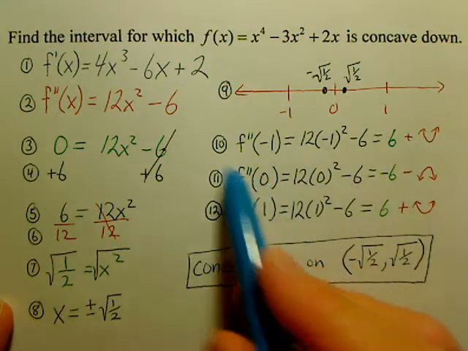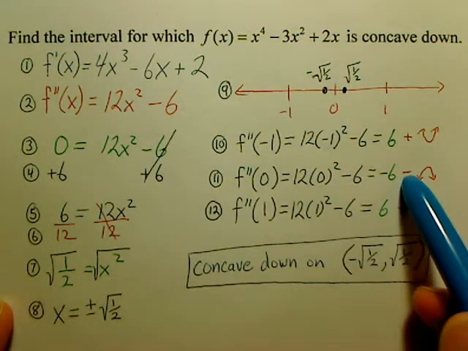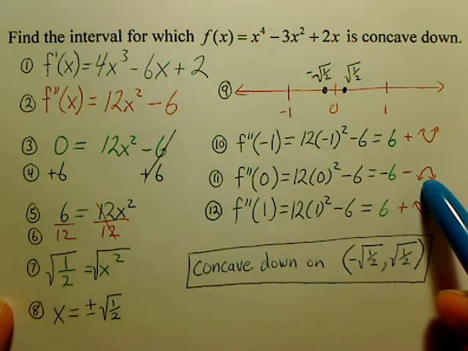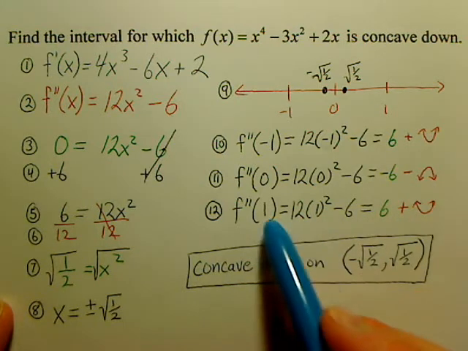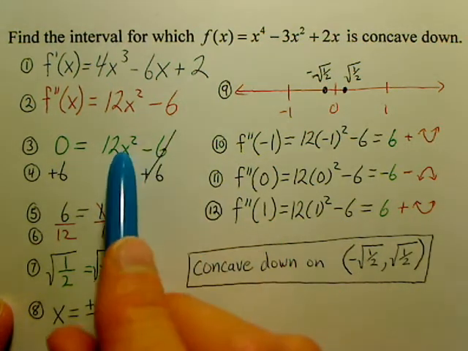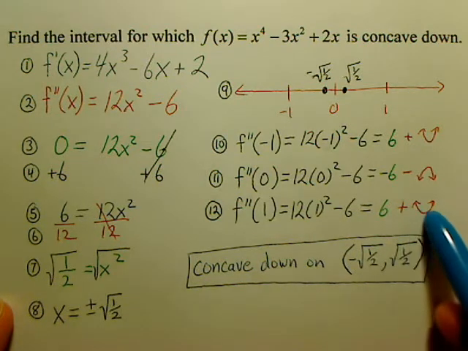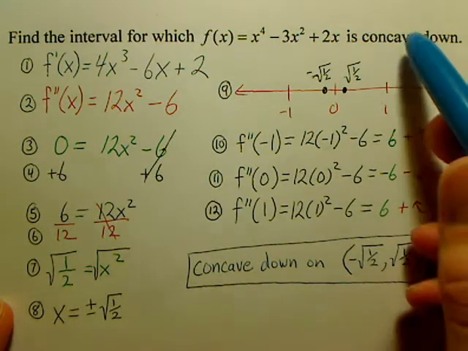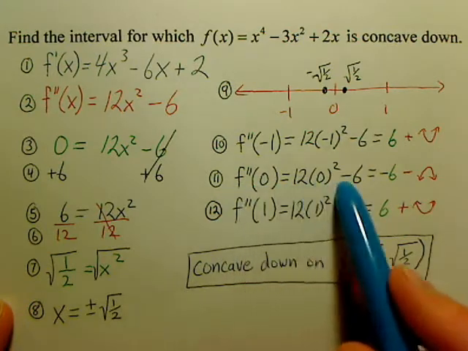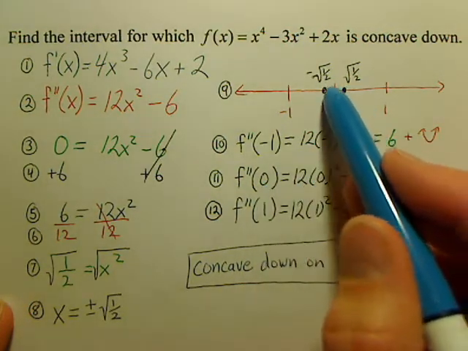So on this interval it's concave up, but we're looking for concave down, so that's not it. Now I plug in 0. Plugging 0 into here, I get a negative. That is concave down, so for this interval it is concave down. And I plug 1 into the second derivative and get positive 6, concave up. So it's asking for concave down, and that would only be at 0, which is in between these two values.